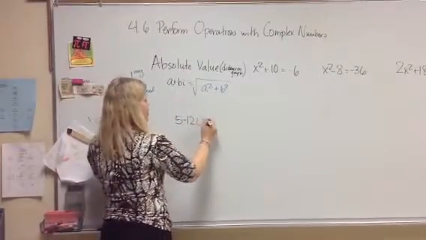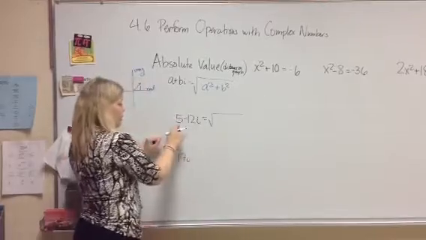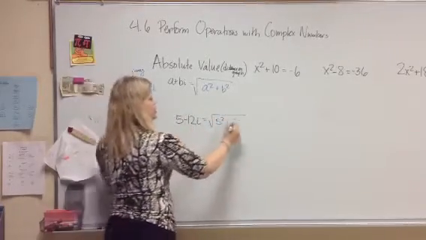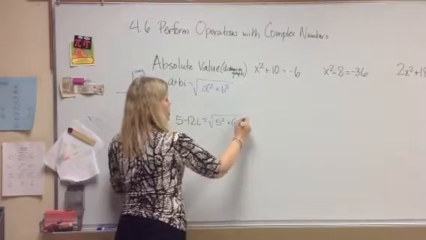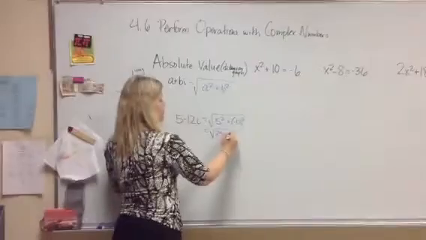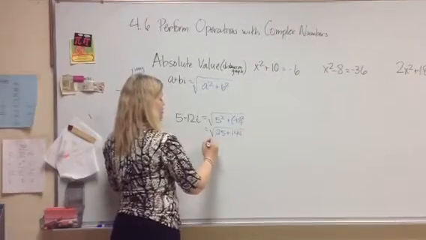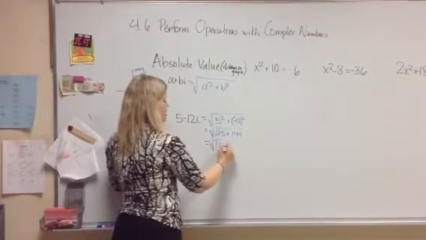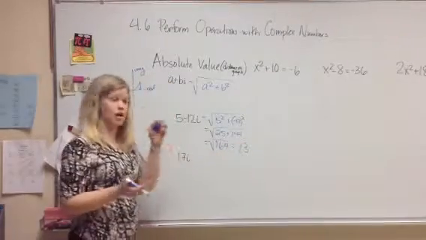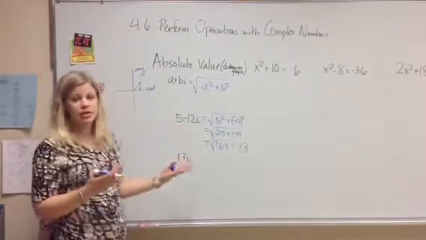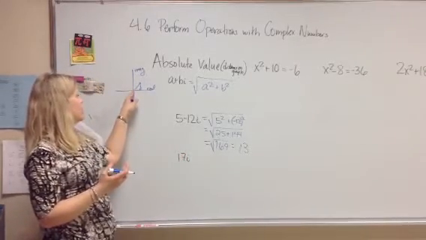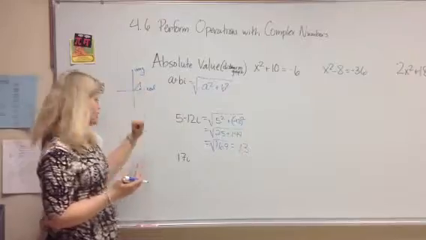So, right here in this problem, what's our a? 5, and we square it. What's our b? Negative 12, and you square it. 5 squared is 25. Negative 12 squared is 144. That is 169, and the square root of that, hey, that's one of those perfect numbers, so it's 13. Okay, so the absolute value of this number is actually 13, and that's given by the distance from the origin up to where the point is.